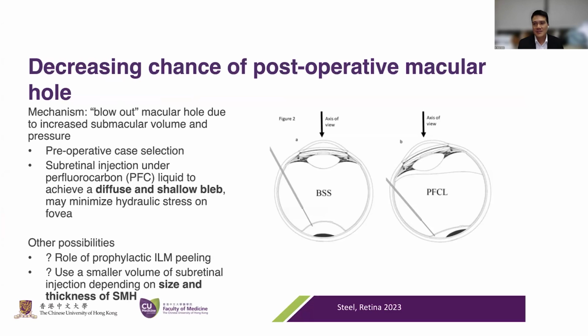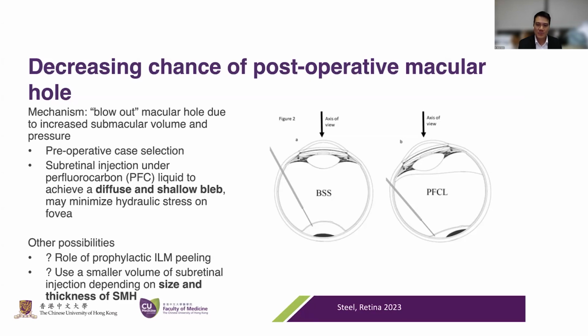So there may be potential tricks to prevent macular hole formation after subretinal injections. First of all, we need to understand why a macular hole can occur after submacular injections. It may be due to a blowout mechanism, because we are stretching the macula at its weakest point, which is the fovea, by injecting a large volume of submacular fluid. So we need to be careful with our preoperative case selection. If the fovea is very thin, for example in high myopia patients, we need to be careful.